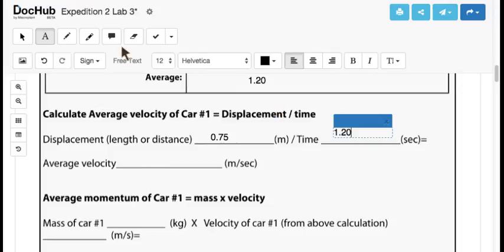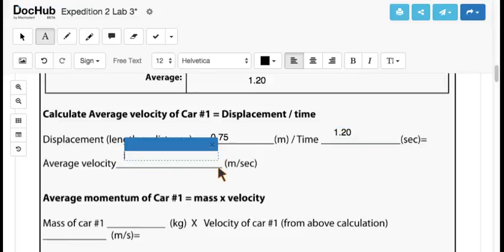When I do that calculation, when I divide meters, or the displacement, by the time, I'm going to be in meters per second, and that's going to give me my velocity. And when I do that, I get a number of 0.625 meters per second. And that makes sense, doesn't it? It's traveling a little over half a meter in that time.